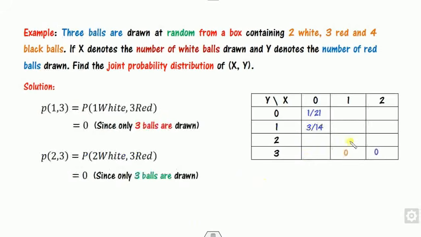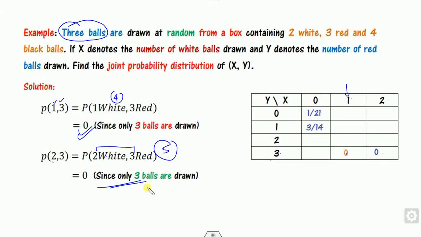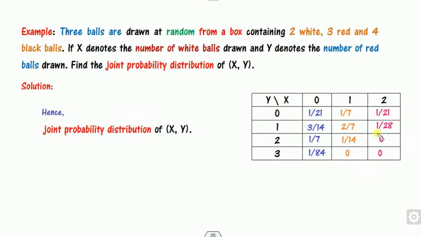So let's do one more. For example, here (1, 3). How many balls are there? 4 balls. But we need only 3 balls. So the probability is 0. Similarly, look at the pair (2, 3). The answer is 0 because how many balls are there? 5 balls, but we need to calculate the probability of only 3 balls. So the answers are 0. Similarly, you can find the other pairs. You will get these answers.